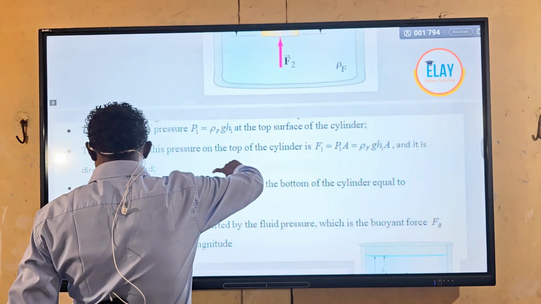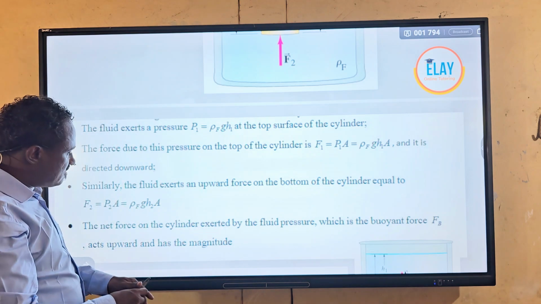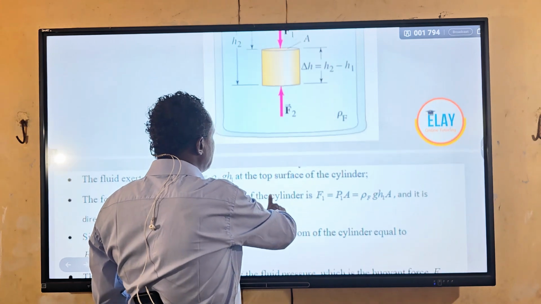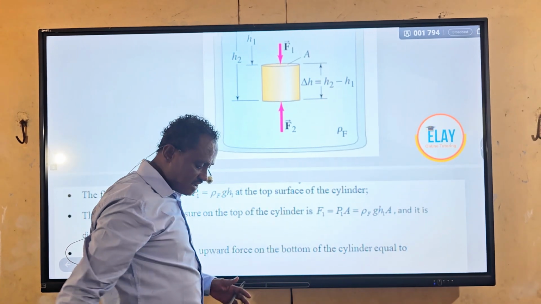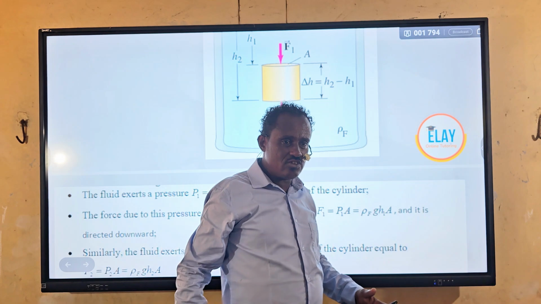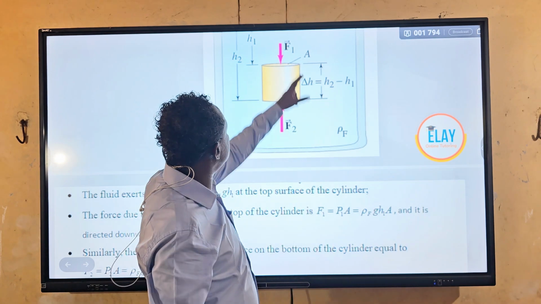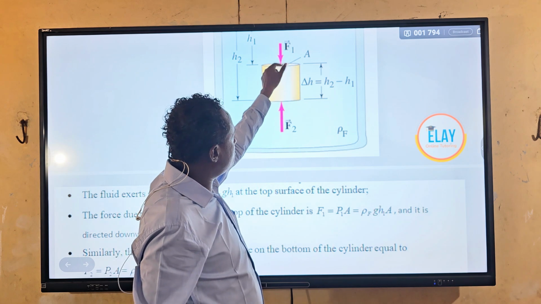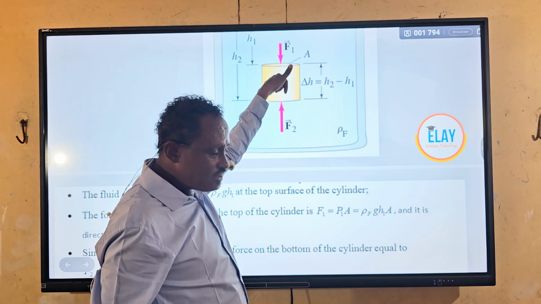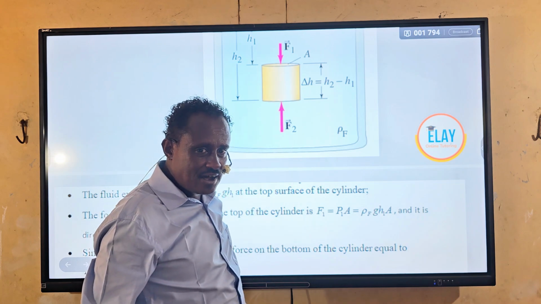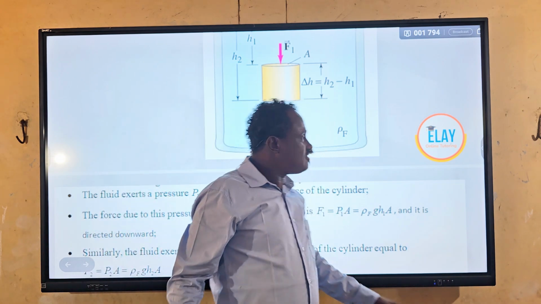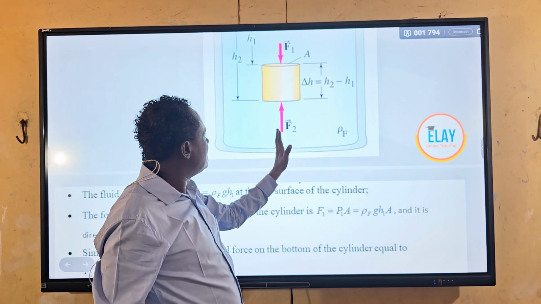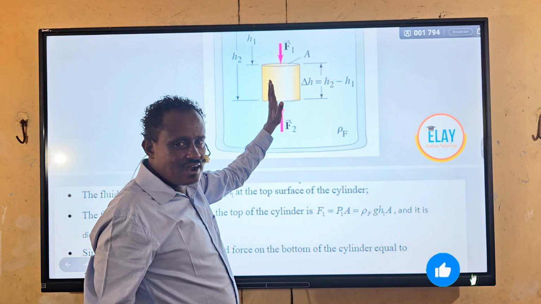Now the net force on the cylinder. Since force is a vector quantity, we can find the resultant force. The net force means the resultant of the two forces F1 and F2. As we know, force is a vector quantity. The first force is downward, which, as we know from vector algebra, depends on the position on the y-axis, the negative y-axis, vertical. This is upward, the positive y-axis.